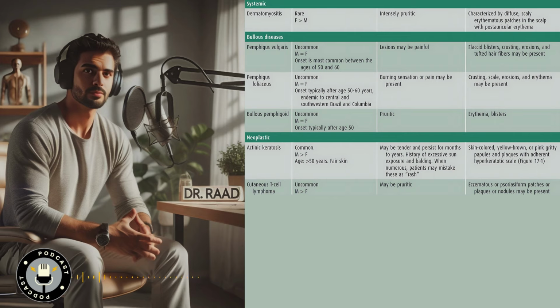Cutaneous T-cell lymphoma. Occurrence: uncommon, with a male predominance. How it shows: it can be itchy and present as eczematous or psoriasiform patches, plaques, or nodules.